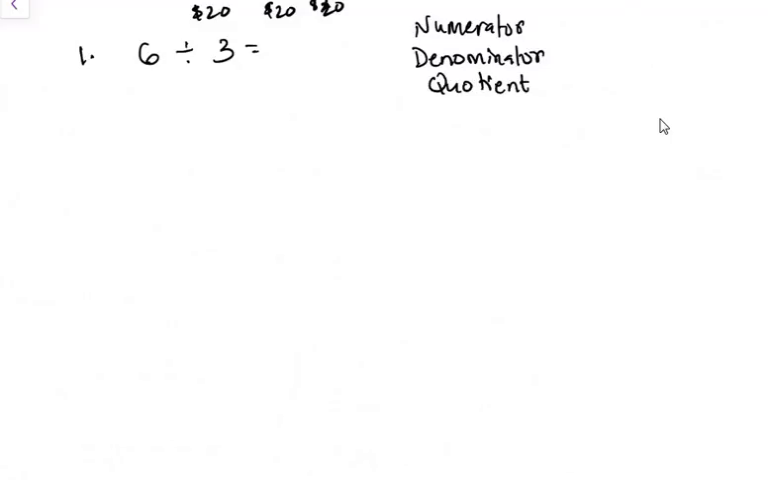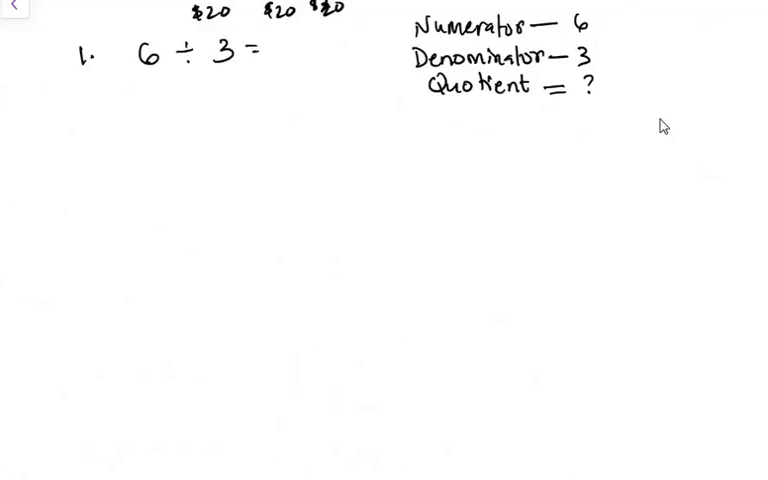The first one, we have 6 divided by 3. This 6 will be the numerator, and the 3 will be the denominator. Our answer that we arrive at will be our quotient. So numerator is the number that we are dividing. Denominator is the number that is dividing, and our answer will be the quotient.